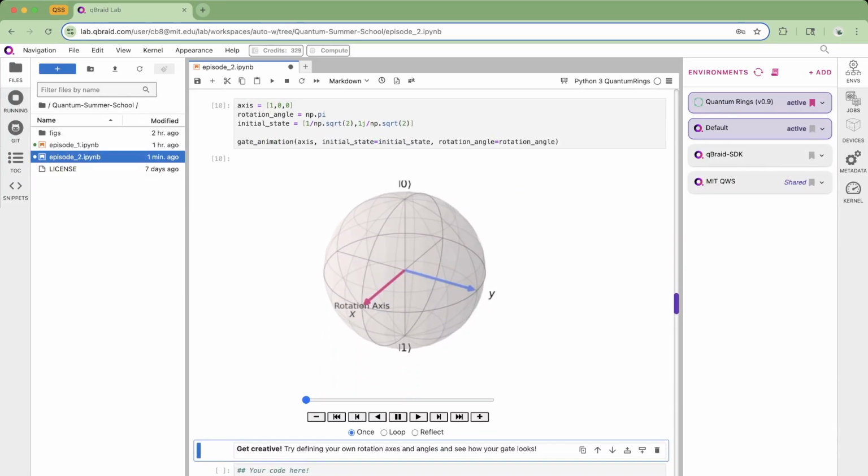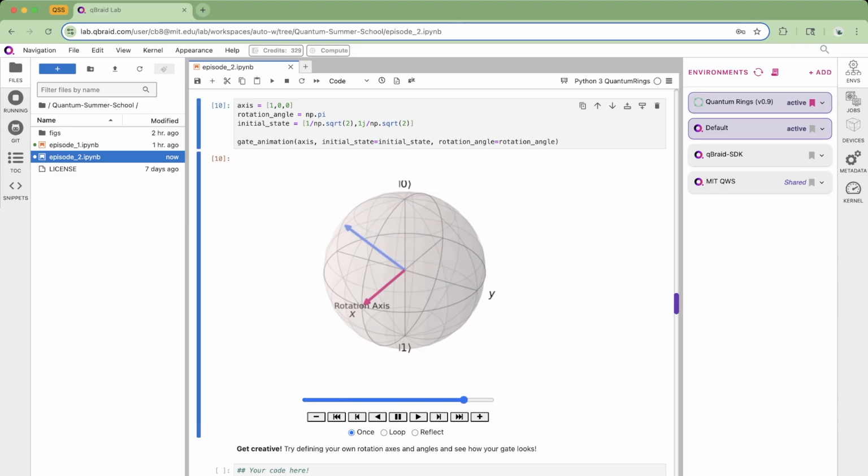So here we get our animation. Our rotation axis is the x-axis. We're starting in the plus I state. And then we have a 180-degree rotation around the x-axis. Feel free to play around with this yourself and try out whatever axis, rotation angle, and initial state you want to try out.